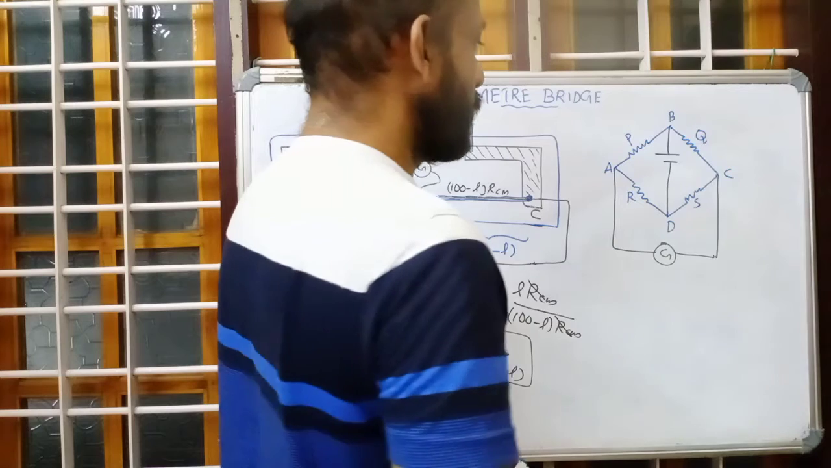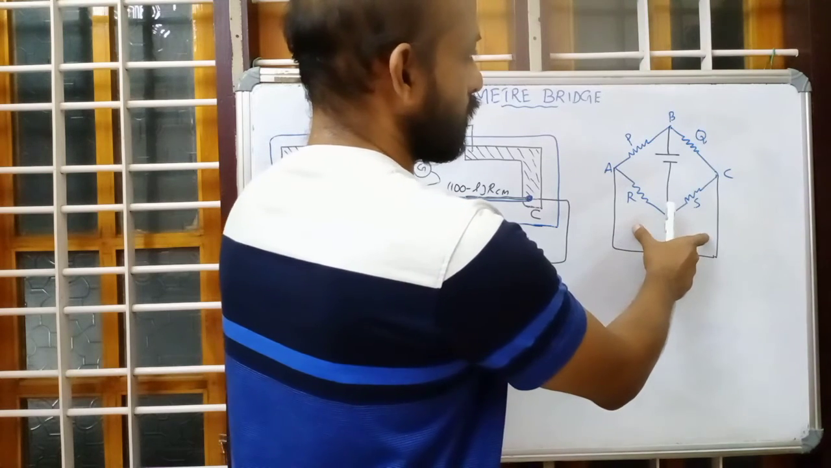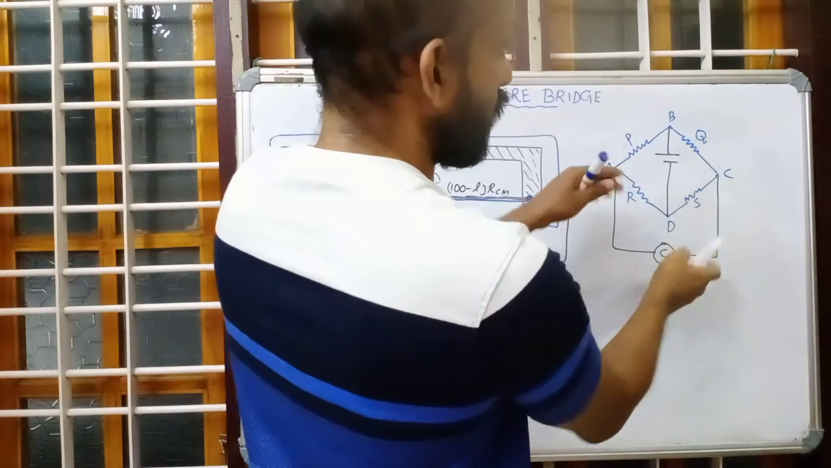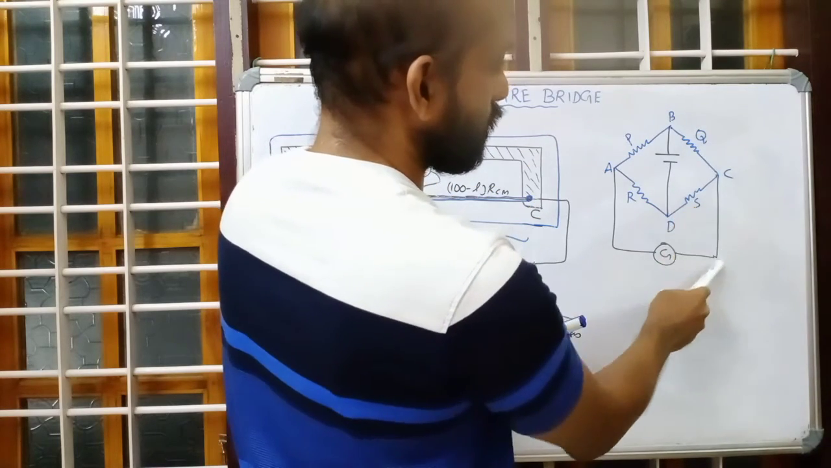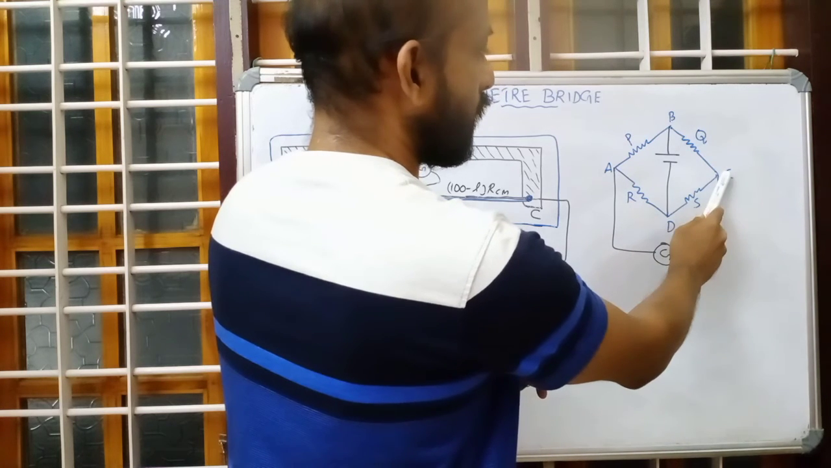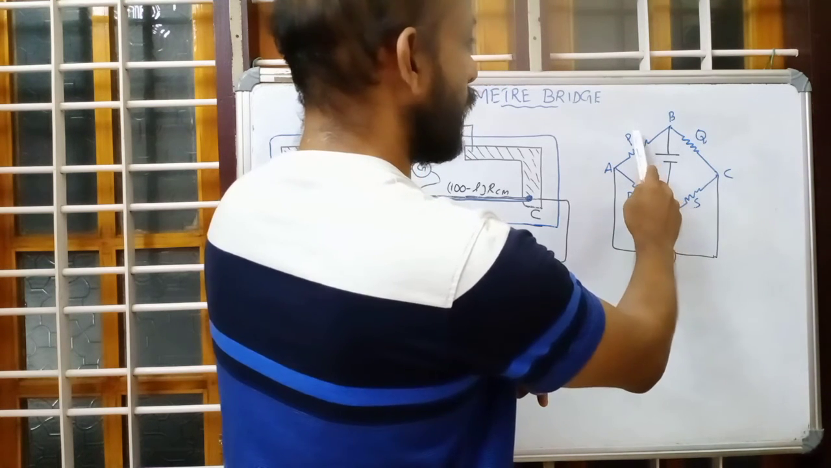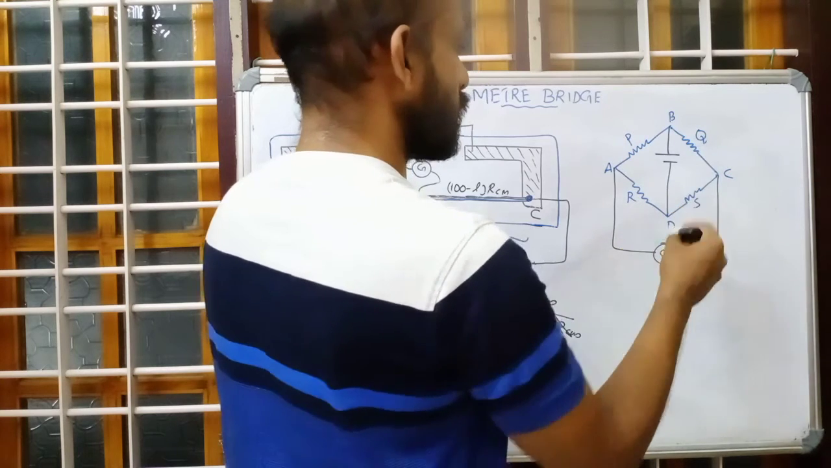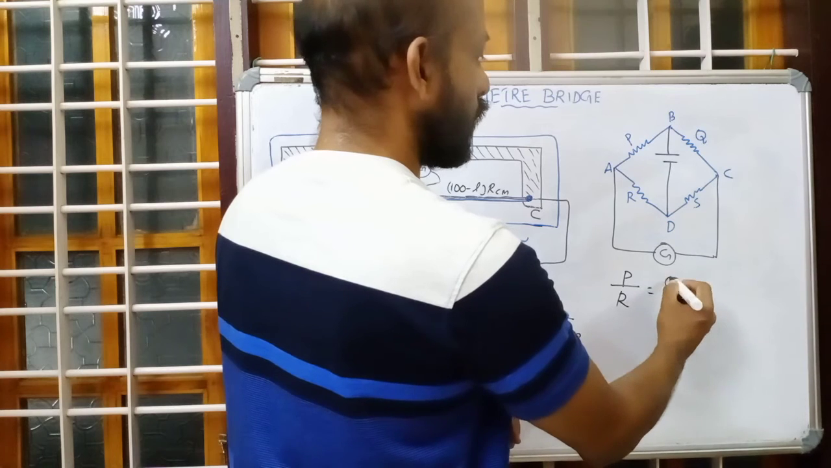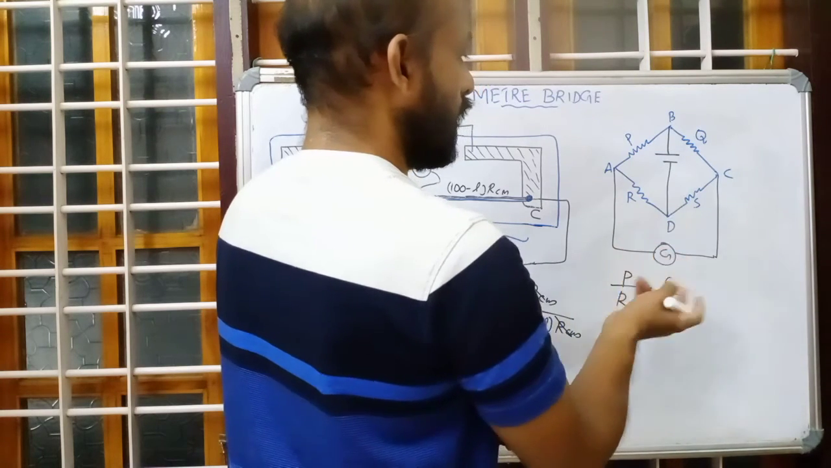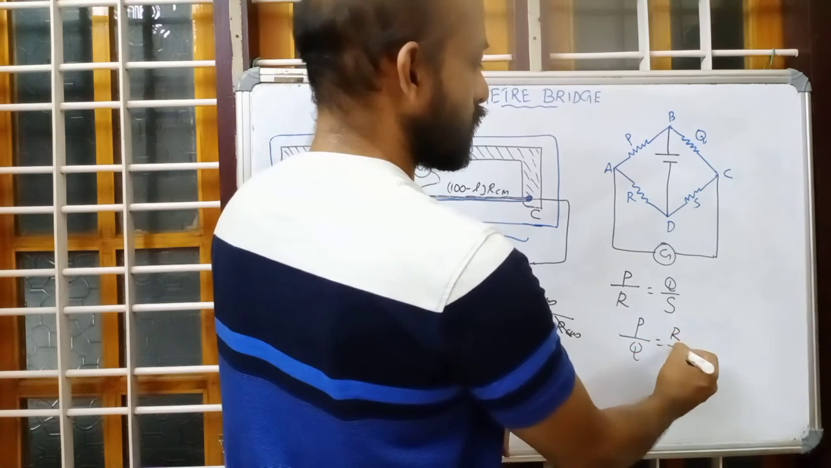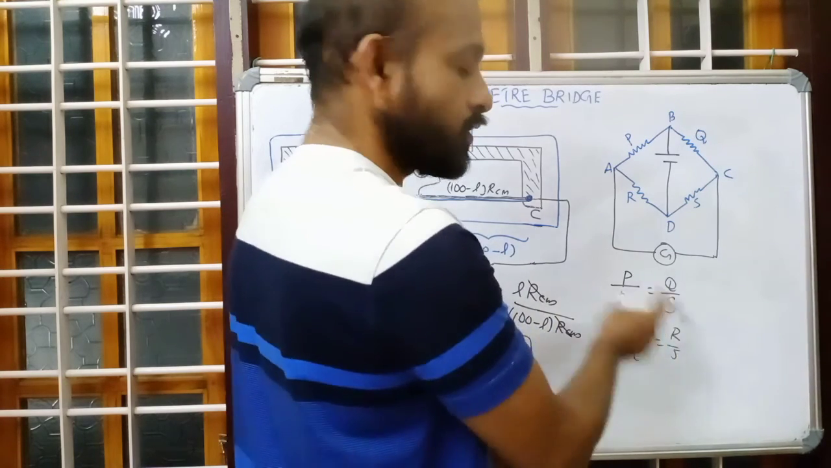How is it satisfied? We can see this is the galvanometer position, so the ratio changes. From this side we have to see. This is the galvanometer position between A and C. Now we will take the ratio P by R is equal to Q by S. We can rearrange this. We will get P by Q is equal to R by S. This transforms to this, no change.